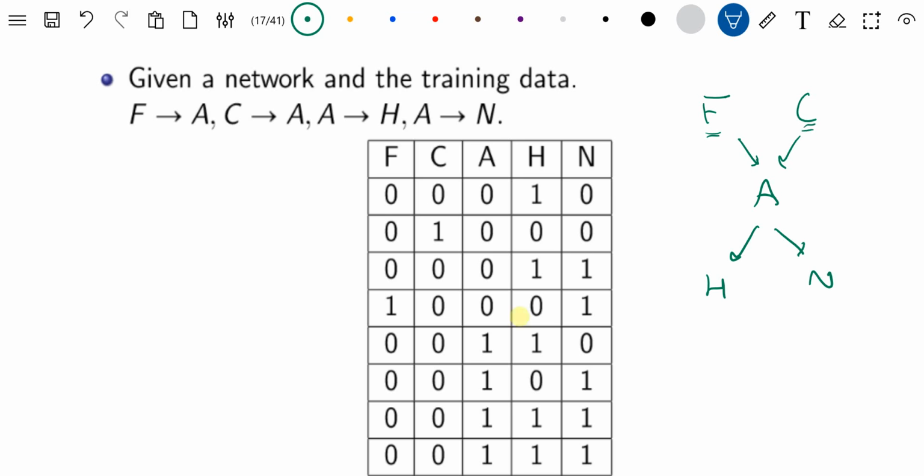So the story was, suppose you are far from home and there may be a fire problem F at home, and there may be a cat problem at home, and both of them may trigger the alarm. Of course, something else may also trigger the alarm, but there are two factors that may trigger the alarm. And when the alarm sounds, it may cause one of your neighbors, one of them is Happy Hogan, the other one is Nick Fury, to call you. And of course, they may call you for other reasons as well.